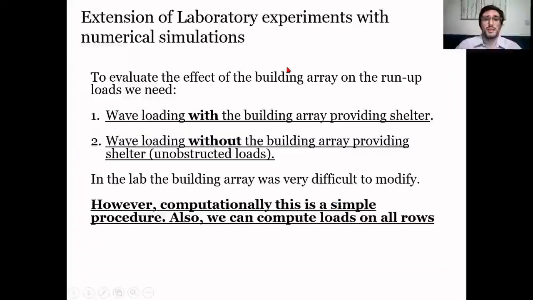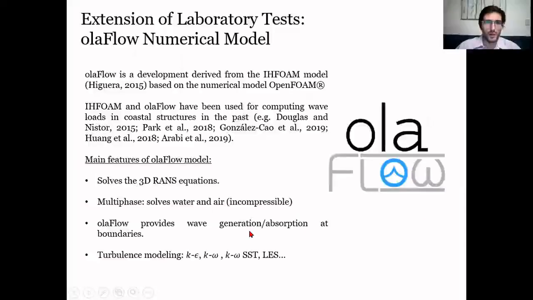We wanted to extend the laboratory experiment with numerical simulations because, to account for the effect of the building array on the run-up loads, we need the wave loading on the buildings with the building array providing shelter, and we need the wave loading without the building array providing shelter to compare the loads. We are going to call this second type of loads unobstructed loads. In the lab, the building array was very difficult to modify, but computationally this is very simple. And also we can compute the loads in all rows.